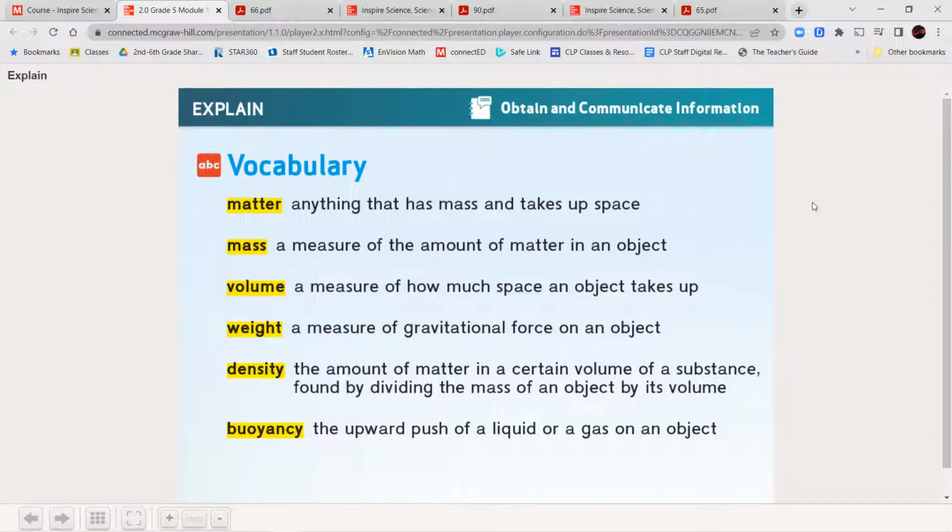Density is the amount of matter in a certain volume of substance, found by dividing the mass of the object by its volume. And we're going to learn more about that later. So density is basically how dense or how close those particles are. And buoyancy is the upward push of a liquid or a gas on an object. So buoyancy is basically, you can think of it as how well it floats.